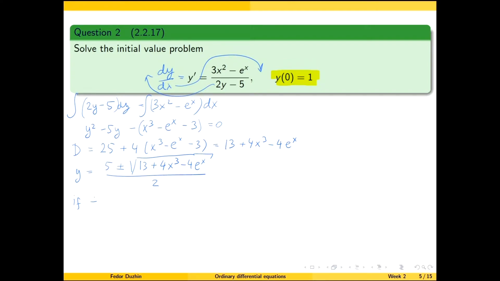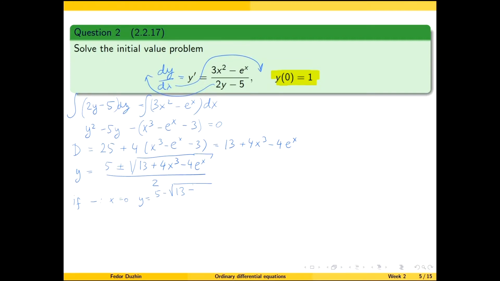Simple. We use the initial condition again. We need to let x equal 0 and see if y is going to be equal to 1. So if x equals 0, if the sign is minus, then we're going to get y equals 5 minus the square root of all this stuff, which is 13.